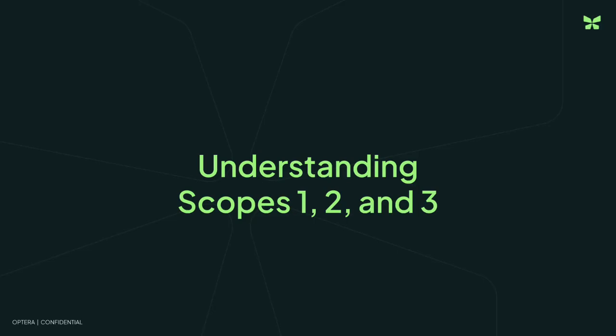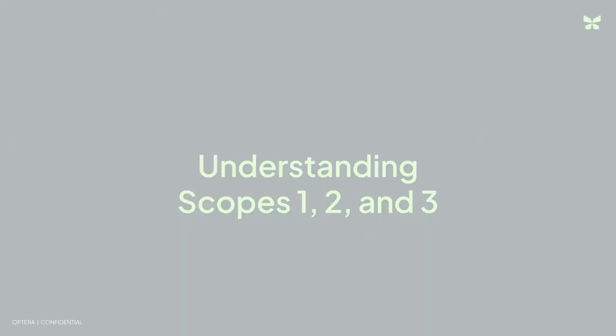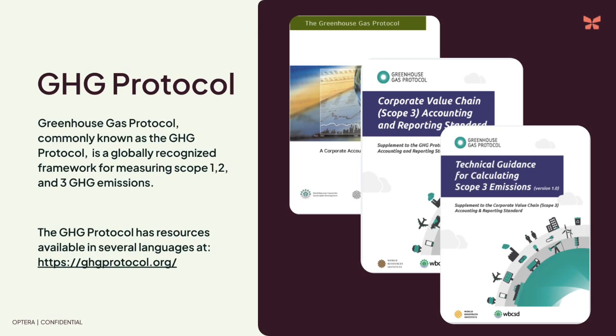Welcome to Optera's brief introduction to understanding emission scopes 1, 2, and 3. In order to impose structure upon the process of emissions accounting, the Greenhouse Gas Protocol divides emissions into three different groups called scopes.